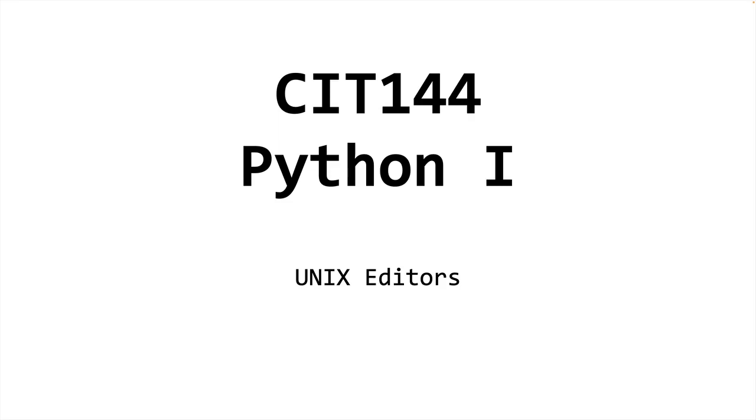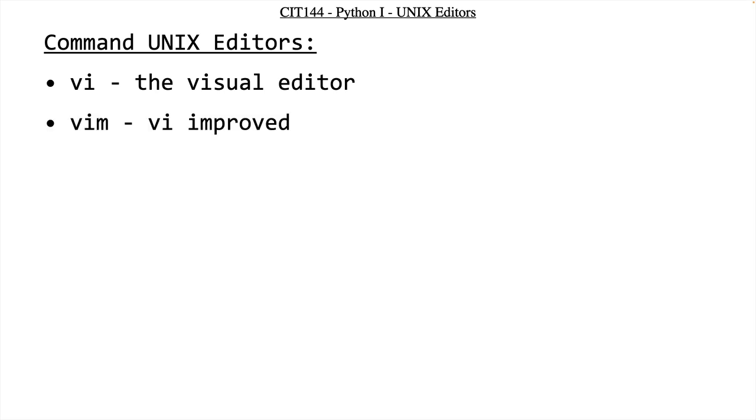Okay, this video is on UNIX editors, that is text editors that you may find and use on UNIX machines. One that I'll talk about in detail is VI, which is referred to as the visual editor. That's where the VI comes from. There is something called Vim, where somebody took the functionality of VI and, quote, improved it. So Vim stands for VI improved.